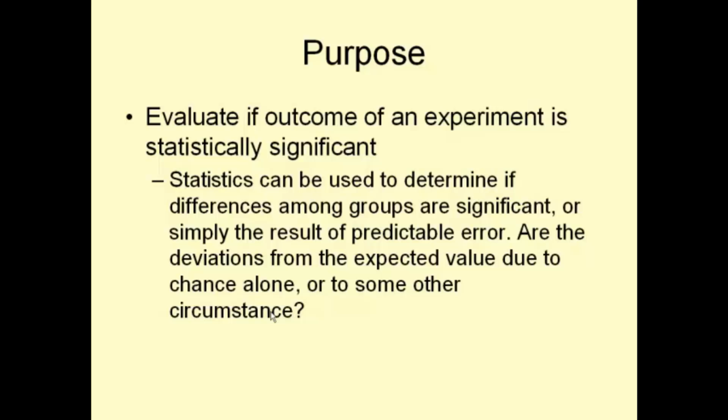So the purpose of the chi-square test in science is to evaluate if the outcome of an experiment is statistically significant. Sometimes things just happen due to chance, and we need to be sure that if we get results in our experiment, it's because of a valid reason and not just random chance.